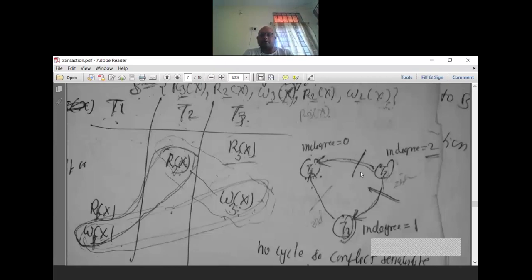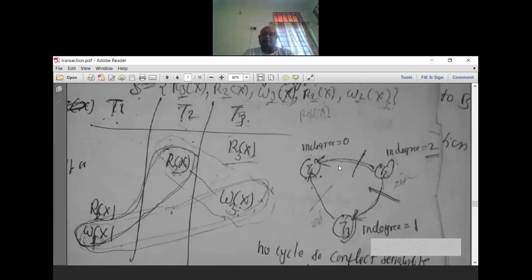Now I will check T2 to T1 whether there is any conflict operation. I will check here. Read X, write X. There is a conflict operation from T2 to T1. So I have written here that from T2 to T1 there is a conflict operation. So I have marked it.